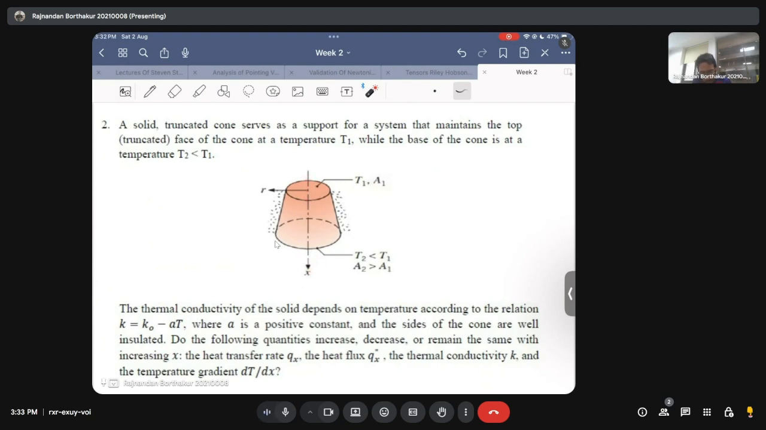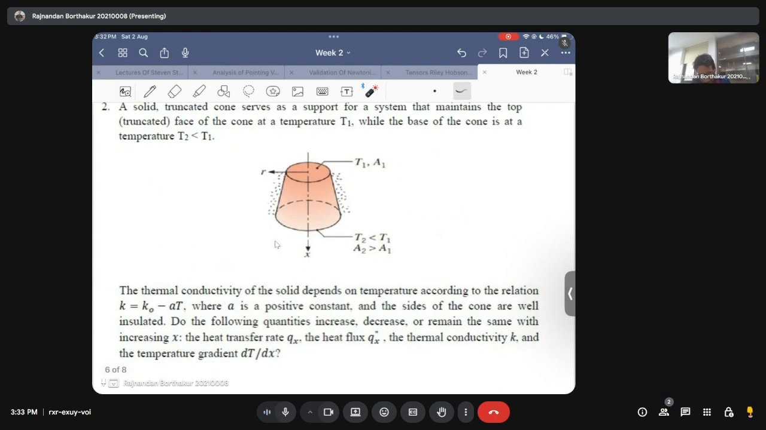Okay, while the base of the cone is at temperature T2, which is less than T1, meaning that as I move along the plus x direction, my temperature decreases with x. That is something that you can infer. Okay. It then says that the thermal conductivity of the solid depends on the temperature according to the relation k equal to k naught minus aT, where a is a positive constant. They have not said anything about k naught, but I guess without loss of generality you can assume that k naught is also positive. Okay.